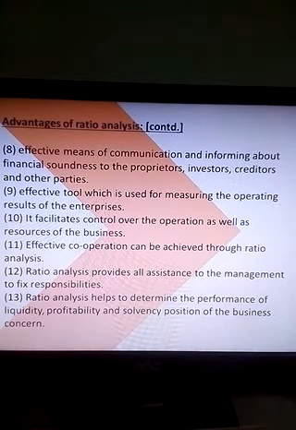Next, number 13, ratio analysis helps to determine the performance of liquidity, profitability, solvency position of the business. Liquidity means how much liquid cash we have in our hand. Profitability means whether the organization is a profitable one, that means whether we are operating the business smoothly and profitably. And solvency means whether we are able to meet the liabilities of the outside parties, and obviously the inside also. So that is the solvency position. So ratio analysis helps us to determine the performance of this.